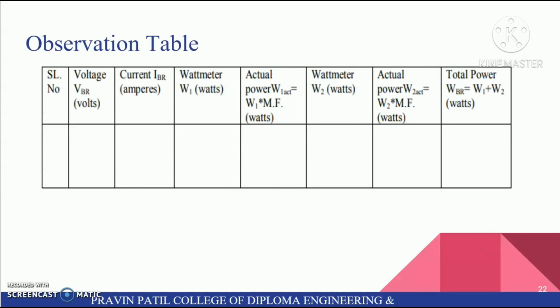Next is the observation table. So this is the observation table from block rotor test in which you can take the readings for voltage, current, wattmeter, both wattmeters W1 and W2, and total power which is given by the formula W1 plus W2.